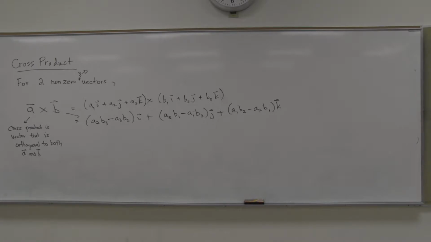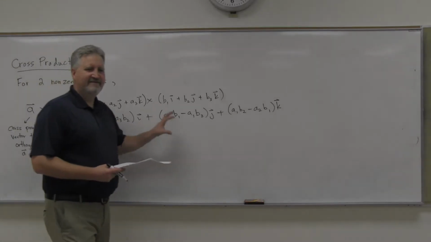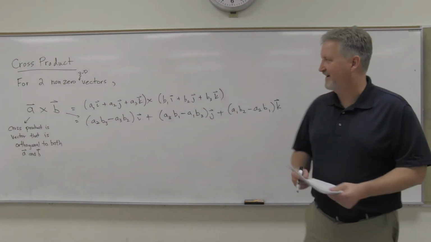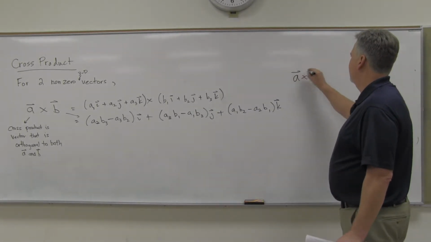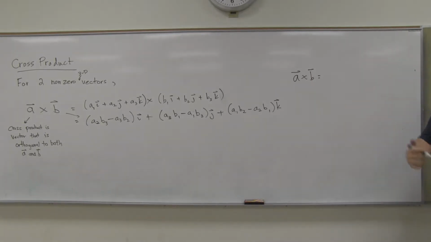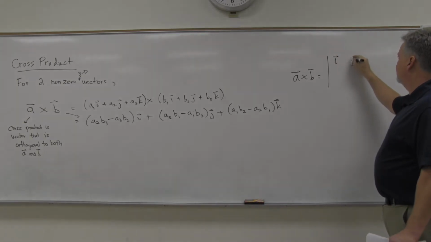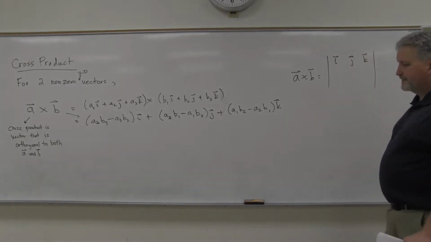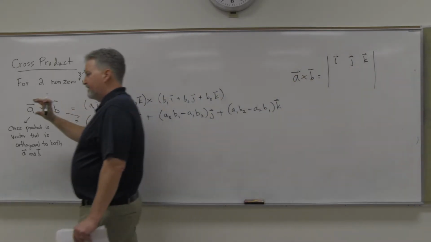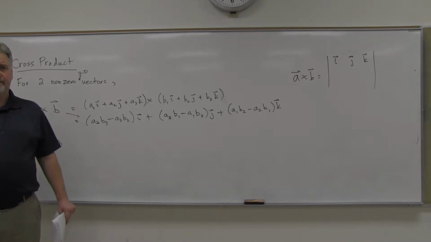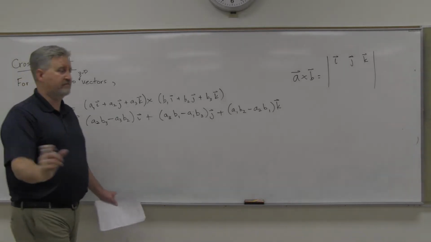Lots of numbers, lots of letters, and I don't really remember that formula. Here's what I can do. This formula is a whole lot easier if I arrange it this way. A cross B, if I arrange it in determinant form, I don't have to remember that, because I know how to do determinants, and it's easier for me to think about this way. The first row of the determinant is I, J, K, those standard basis vectors.